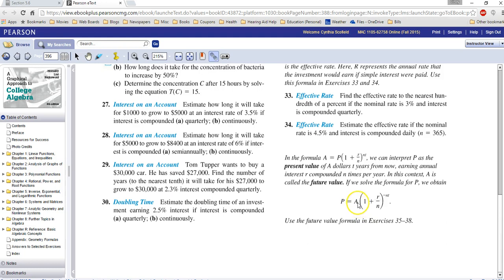A is the future value, how much you want in the account in the future. R is the interest rate, T is the time. R and T need to be in the same time frame. So if R is annual interest rate, T has to be in years. And then N is how often you're compounding, or how often you're adding the interest through the year. So you're adding interest on interest, it's compounding. But N is the number of compounding periods per year.